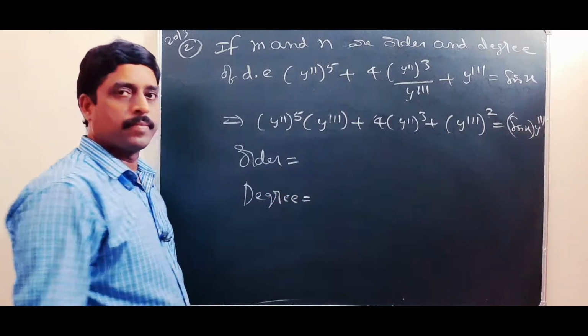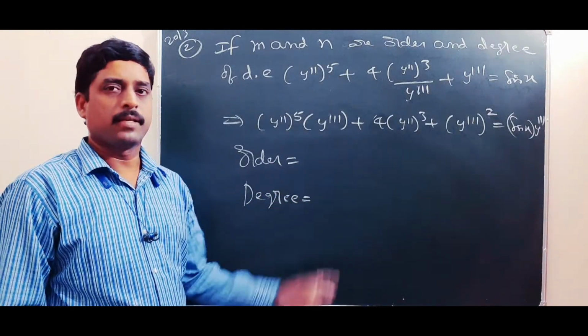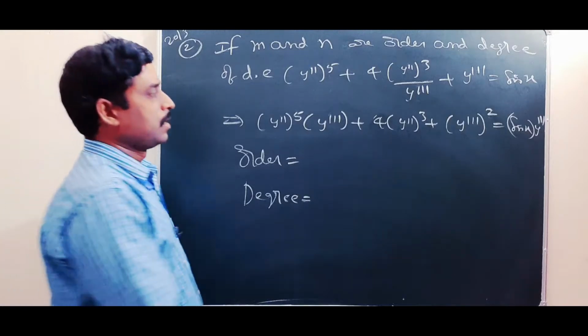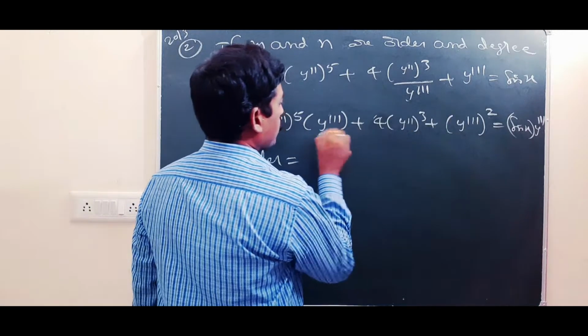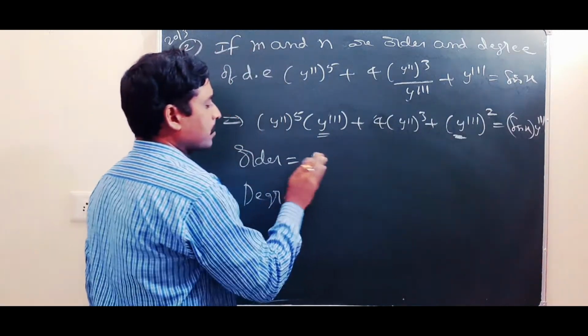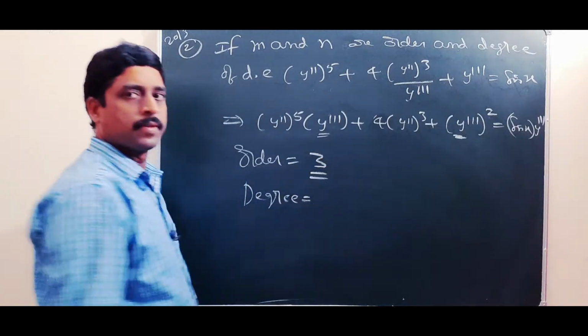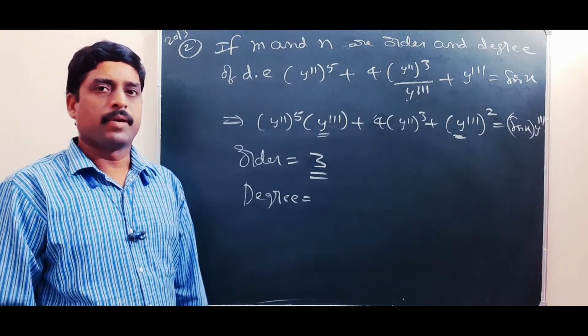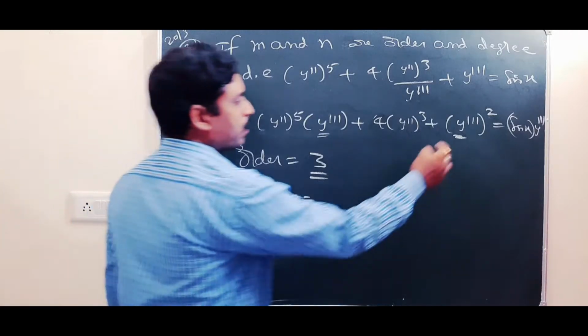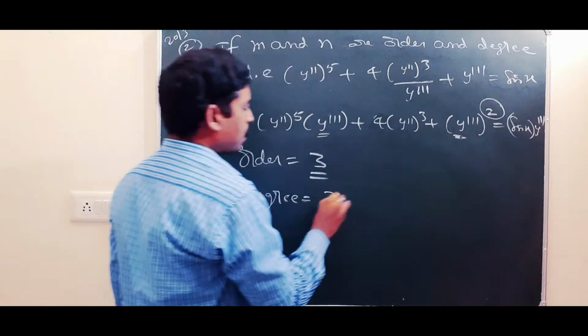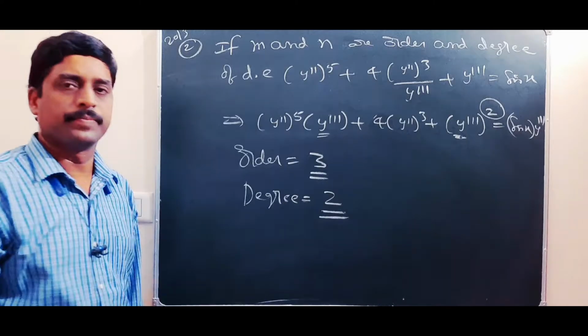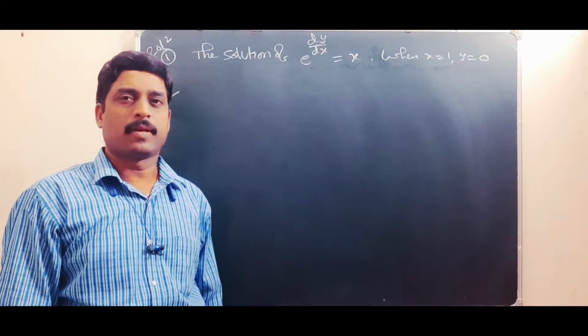So what is the order? The highest derivative in the differential equation. In this, the highest derivative is y triple dash. So order is equal to 3. What is the degree? Power of the highest derivative. In this, the power of the highest derivative is 2. So degree is equal to 2. Okay, moving to the next question.